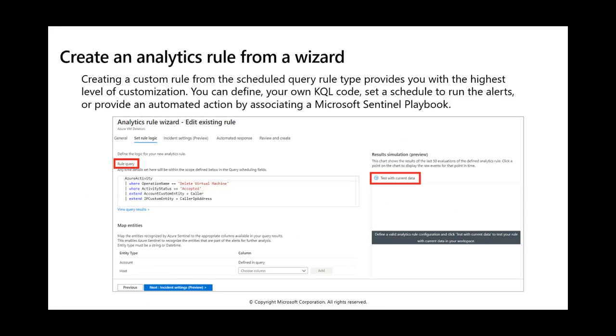Creating a custom rule from the scheduled query rule type will provide us with the highest level of customization, and we can define our own KQL code. We can set a schedule to run the alerts, or we can provide an automated action by associating an Azure Sentinel playbook. To create an analytic rule in the portal under Sentinel, we can select Analytics, and in the top menu bar, we can select Create, and then select the Scheduled Query rule.